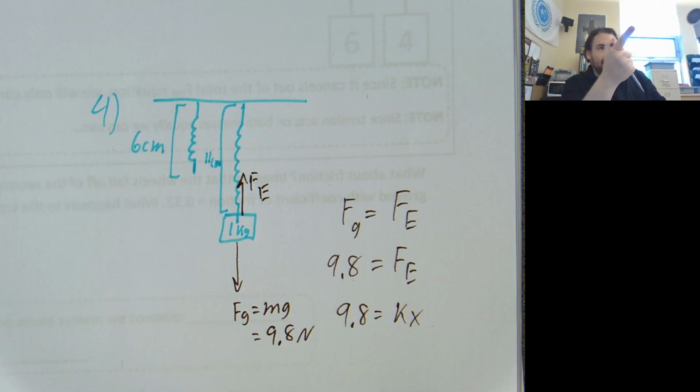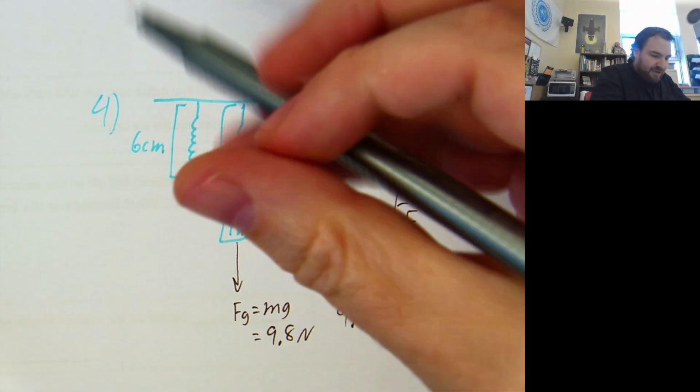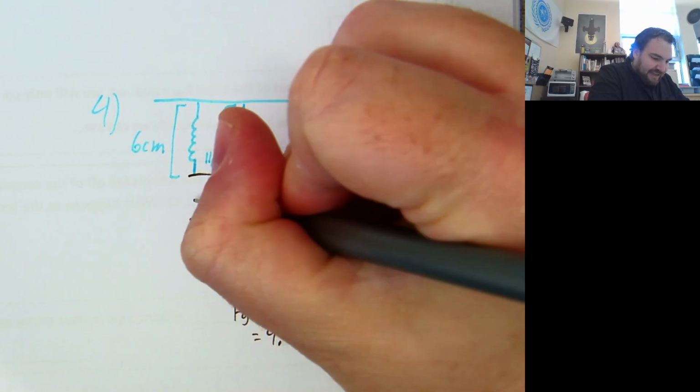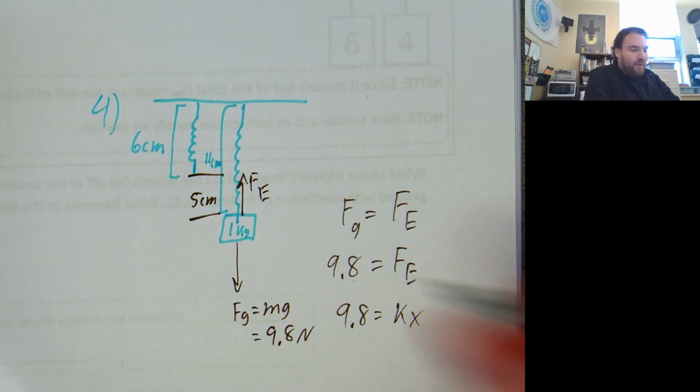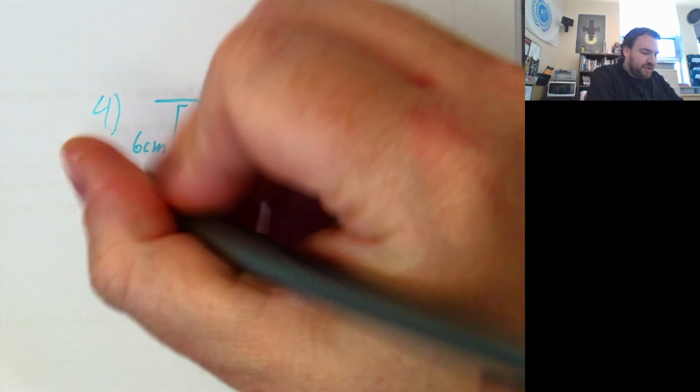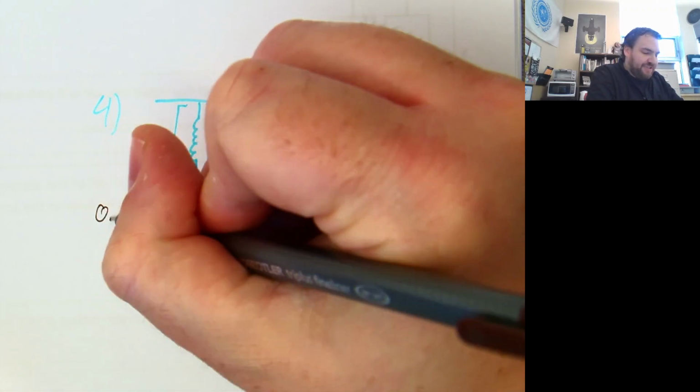Dana, what is the extension of the spring? It was 6 centimeters. It is now 11 centimeters. How far has it been stretched? It was 6 and now it's 11. 5. So this here is the extension of 5 centimeters. But we don't want that in centimeters, we want that in meters. So if I divide 5 by 100, I'm going to get 0.05.